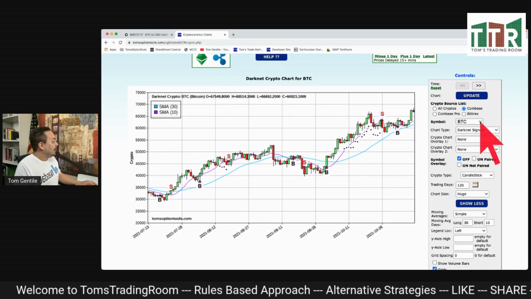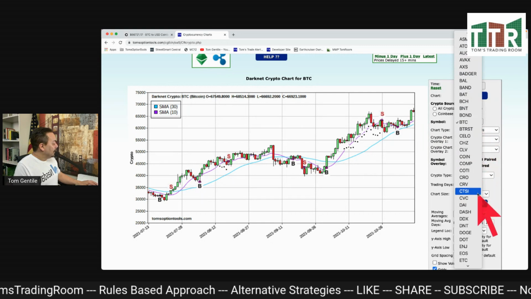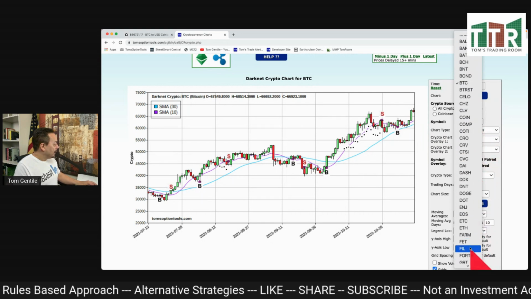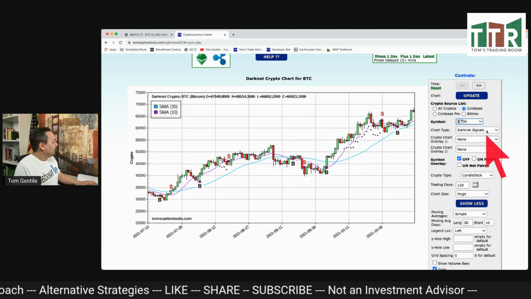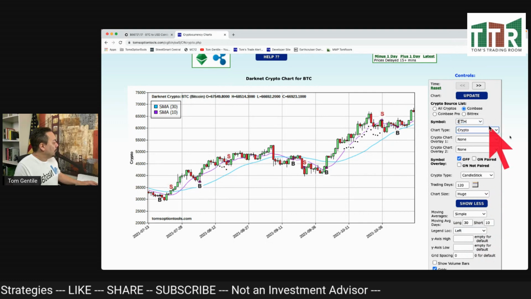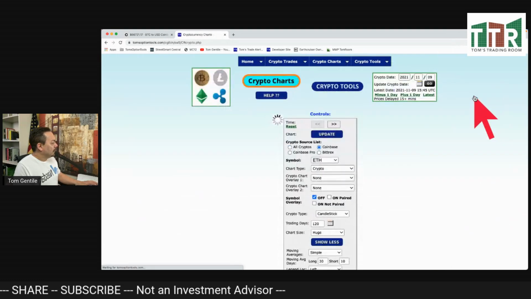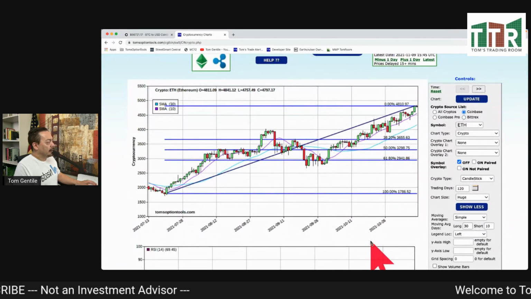Let's take a look at Ethereum. Symbol is ETH. And I'm going to do it all over again, guys. Ethereum. And let's start with just a simple crypto chart. So the crypto chart of Ethereum looks like this with Fibonacci on it.